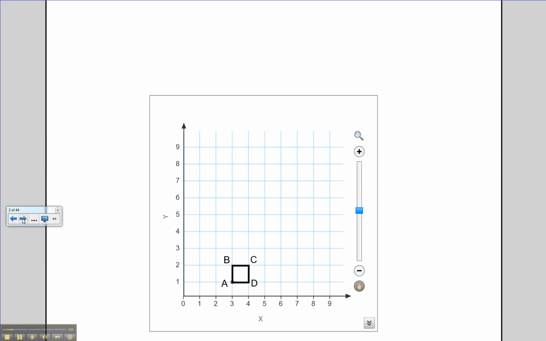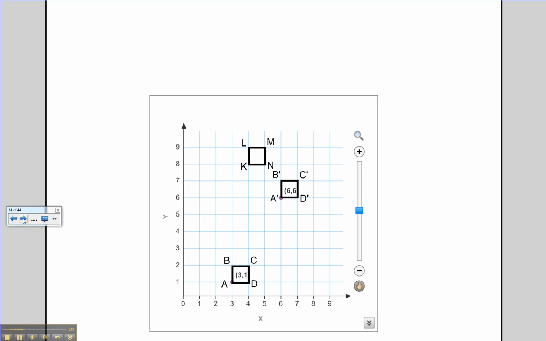She chooses vertex A, which is here, and she chooses to move it over 1, 2, 3, and then up 1, 2, 3, 4, 5. Now I've moved the entire square, but if you're doing this on graph paper, you'll move the one dot at a time. What this creates is a new shape that is called A', B', C', and D'. And you'll see A has moved from (3, 1) to (6, 6). These two shapes are called congruent, and what that means is they are identical in size and shape.